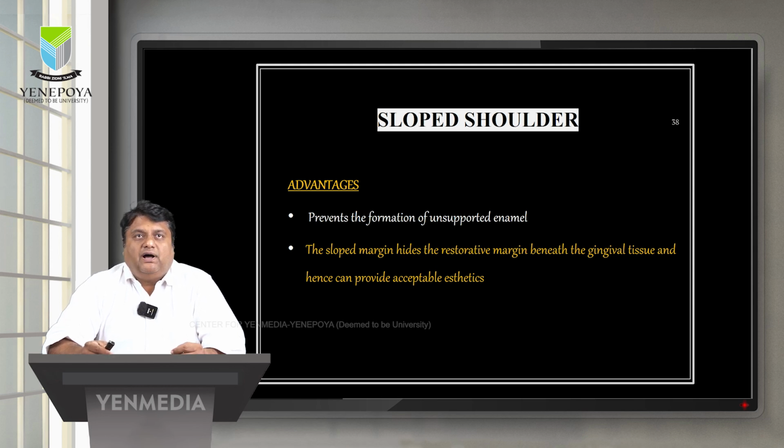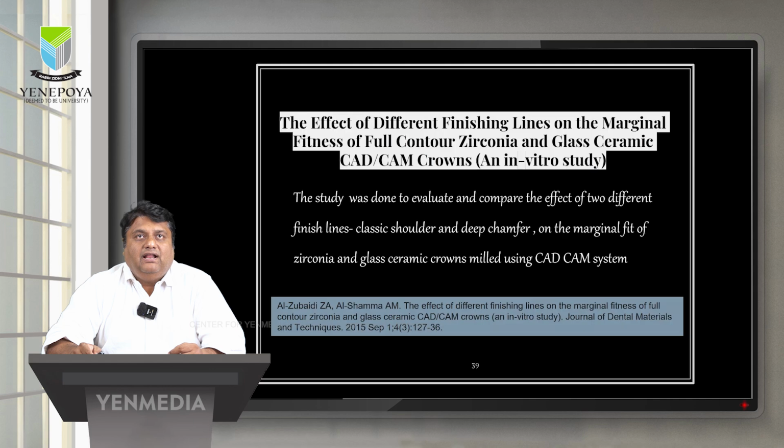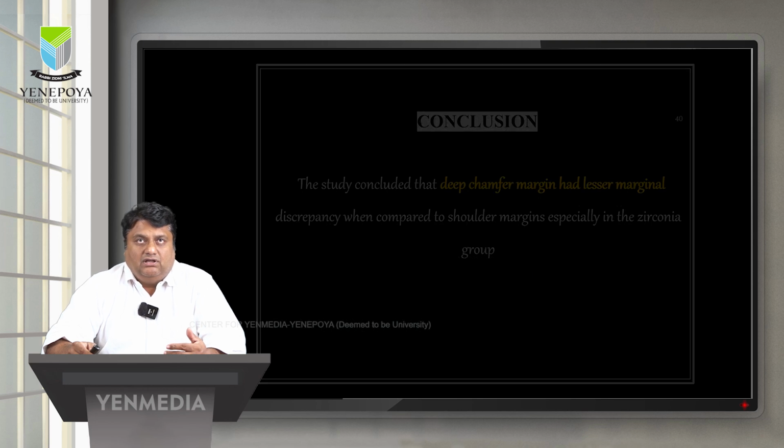The slope margin hides the restorative margin beneath the gingival tissue and hence can provide acceptable aesthetics. Now here are some of the studies which have been done comparing finish lines, that is a classic shoulder and a deep chamfer, on the marginal fit of zirconia and glass ceramic crowns milled using CAD/CAM. Like I said, the evolution in the manufacturing has reduced this marginal gap.